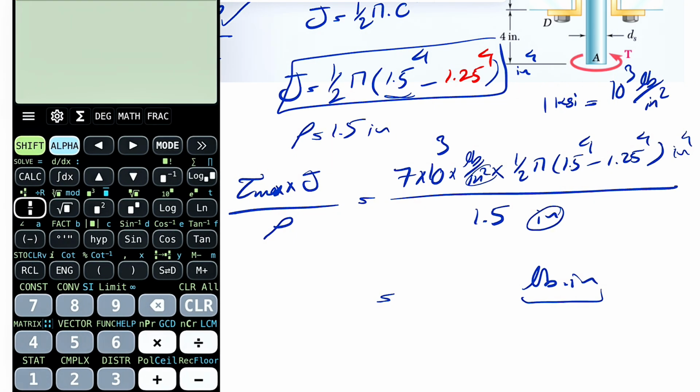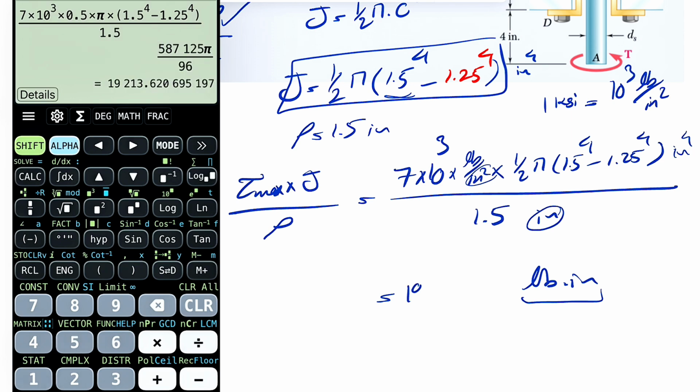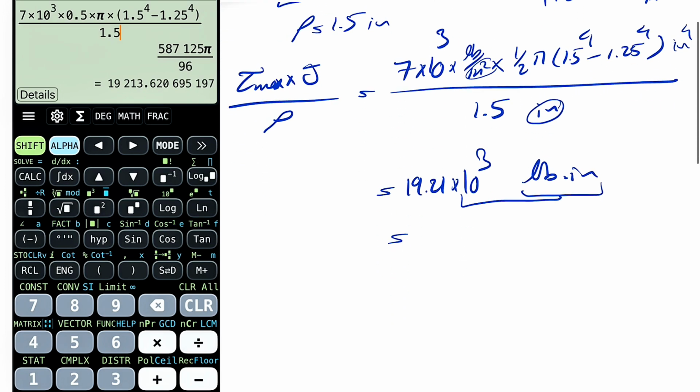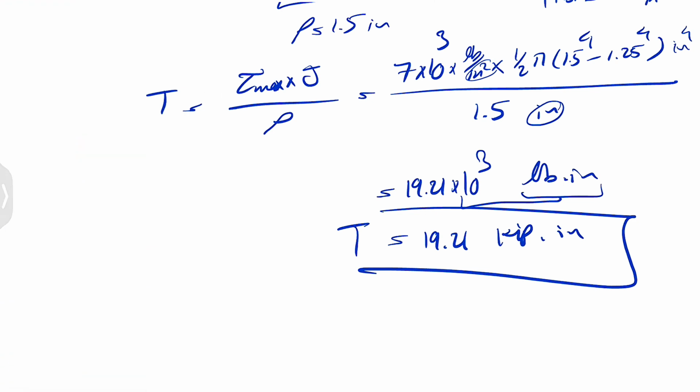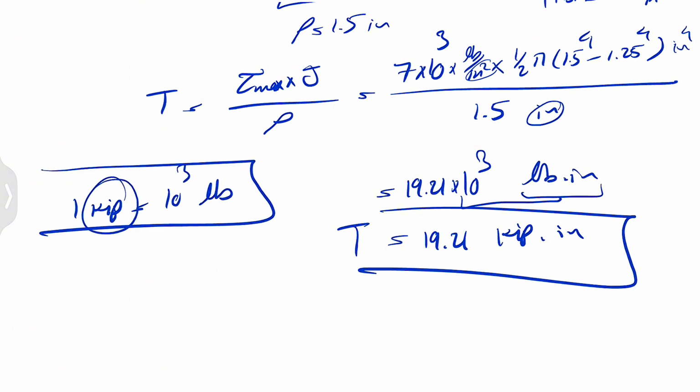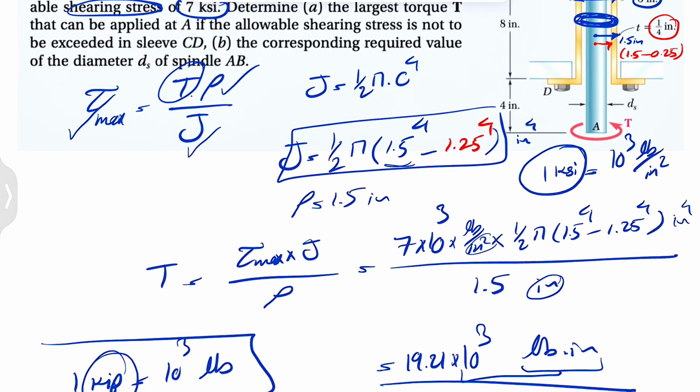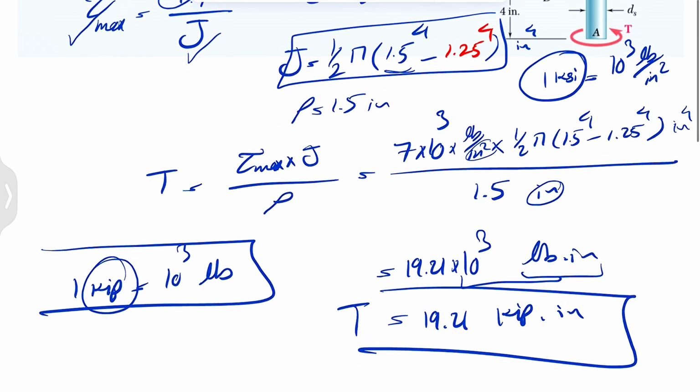So let's just calculate this: 7000 times pi times 1.5 to the 4 minus 1.25 to the 4, divided by 2, and in the denominator we have 1.5. So that's going to be 9.21 times 10 to the 3 pound inch, or we can keep this 1000 pounds as kip, so 9.21 kip inch. So that's going to be the T that we're looking for, and we know 1 kip is equal to 1000 pounds. So kip is the unit of force, and ksi is the unit of stress, or force over area.